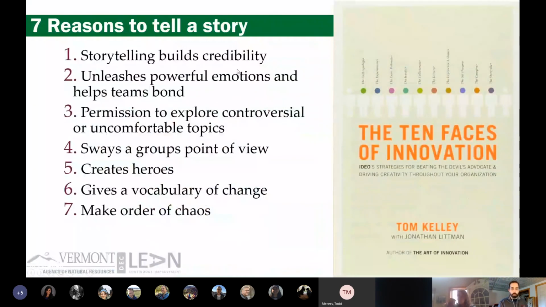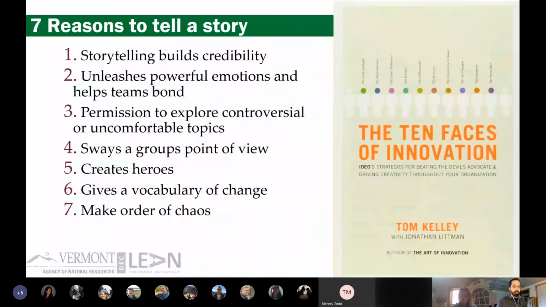So this presentation is about data storytelling, so based on the 10 phases of innovation, we can talk through the 7 reasons why you might want to tell a story as part of your data presentation. So storytelling builds credibility. It helps to see how all the pieces fit together.